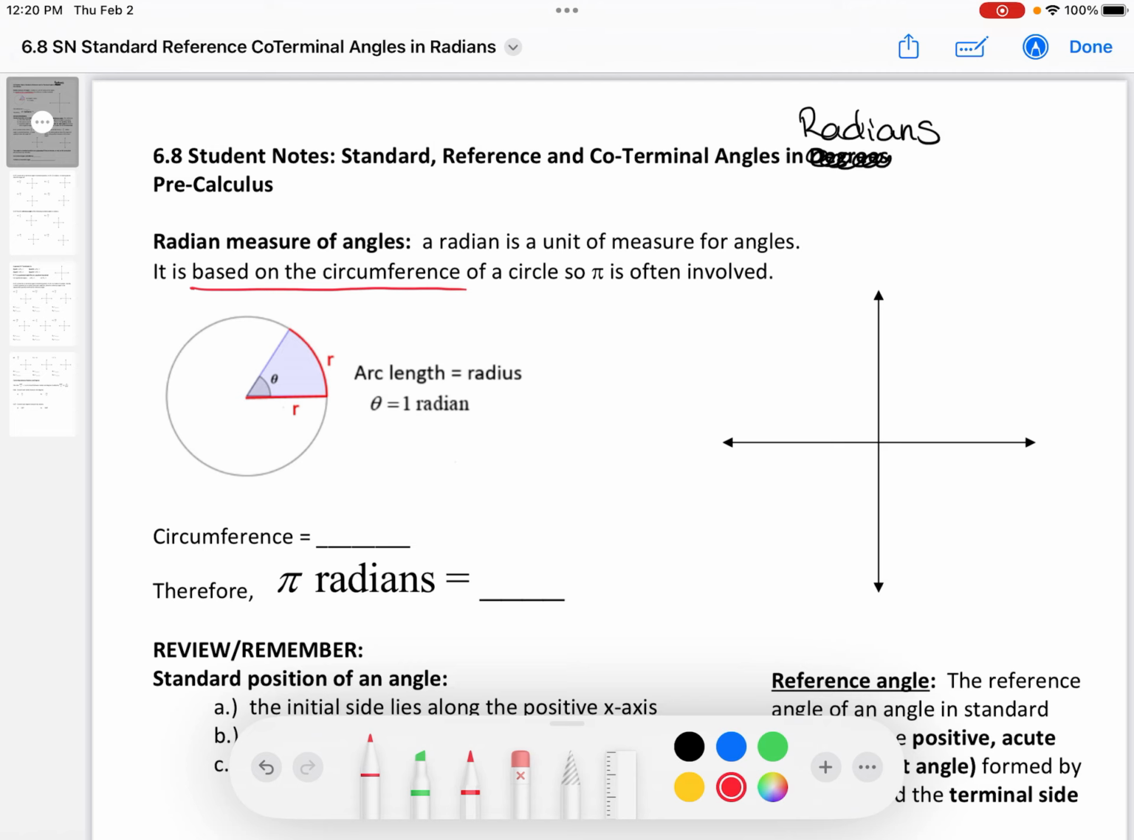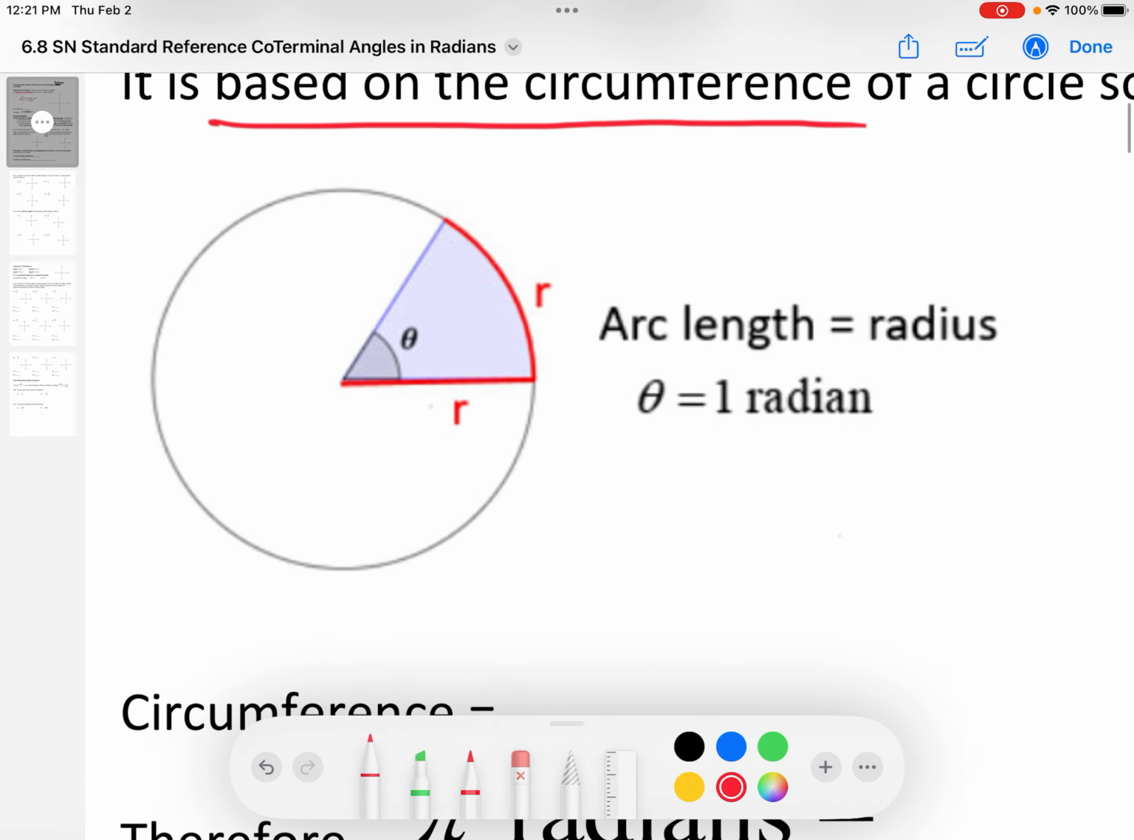So pi is often used in radian measures. And on all the measurements that are on the unit circle, we will be using pi. So this is what a radian amounts to. We take the length of the radius and we lay it around the edge of the circle. The angle that creates is 1 radian.